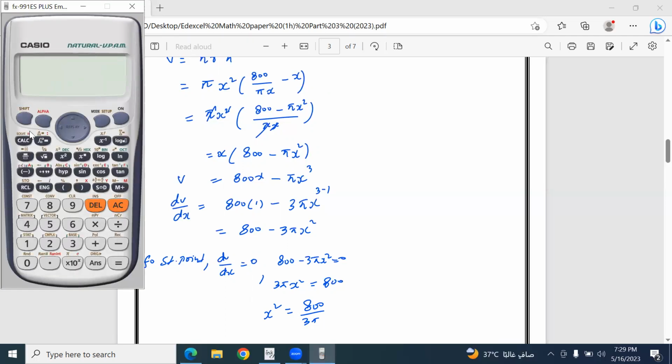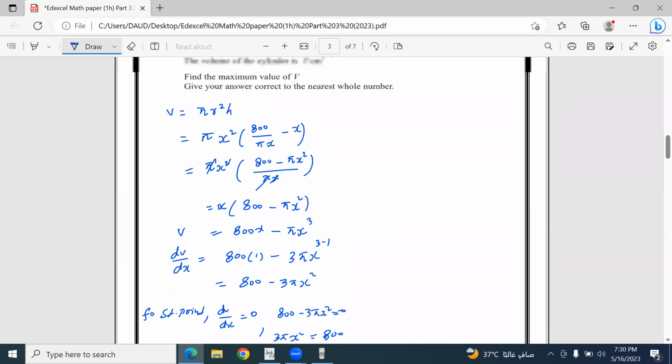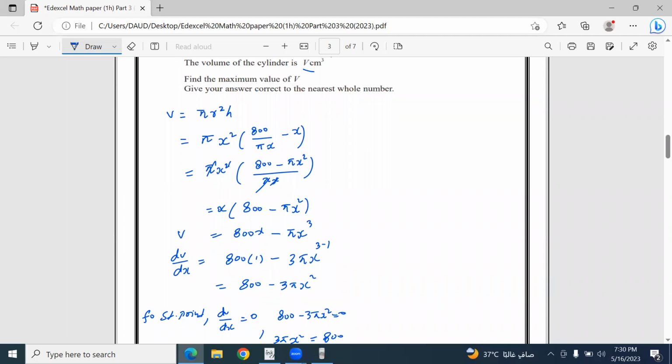You can check in the calculator. So 800 over 3 shift pi gives us what? And then take the square root, because we have x squared and we are looking for the x value. So the square root of the answer, we will get 9.2. So x is equal to 9.2. Now we will check this value in the given curve, V equals 800x minus pi x cubed. In this way we can find the maximum value of V.